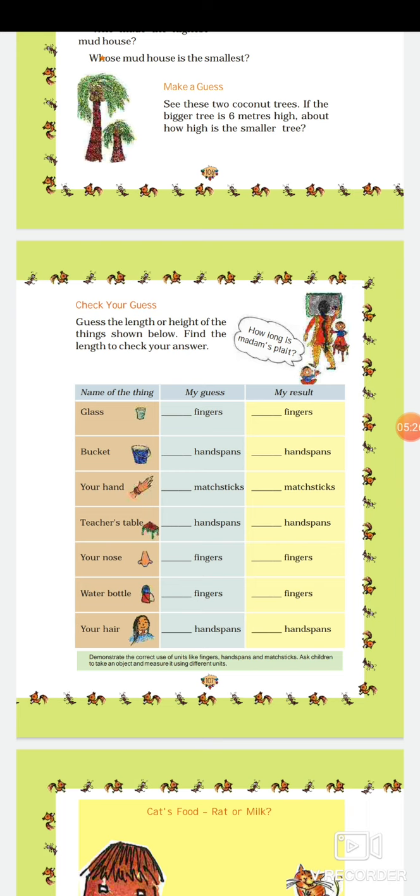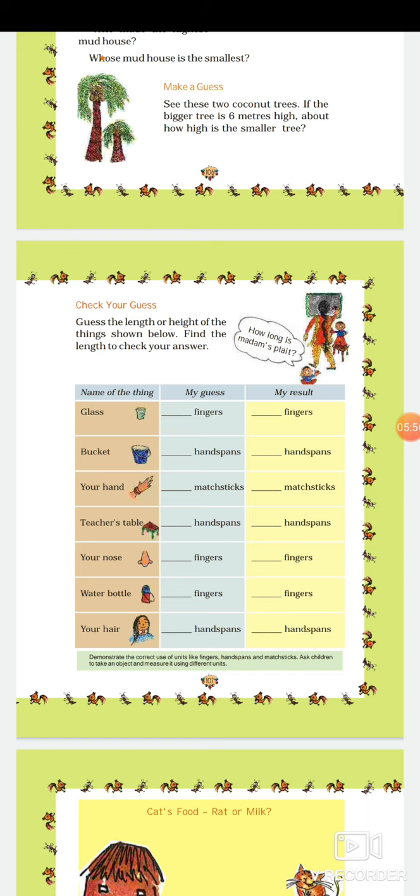Then for the next one, the name of the thing, glass. So how many fingers can you measure? In your home you can find one glass of water, so you can find what is the measurement in fingers. Your guess, and you write it. First you have to guess it, suppose 4 fingers or 5 fingers or 6 fingers, like that. Then what you actually got, you have to write there in my result.